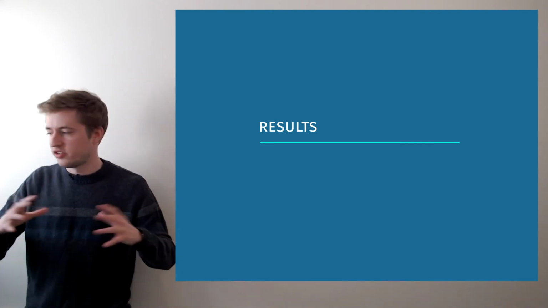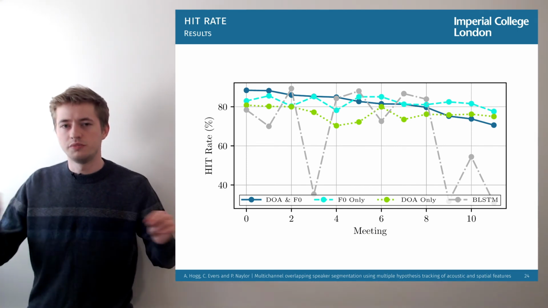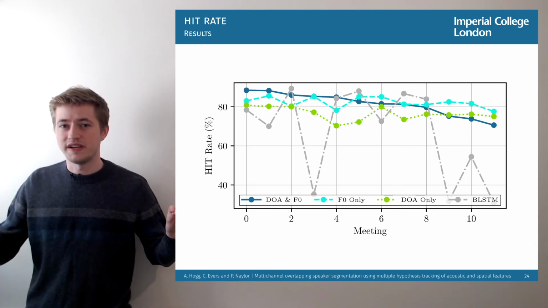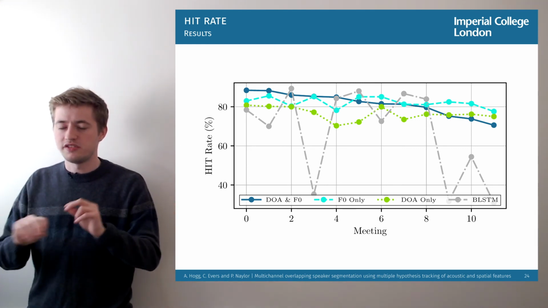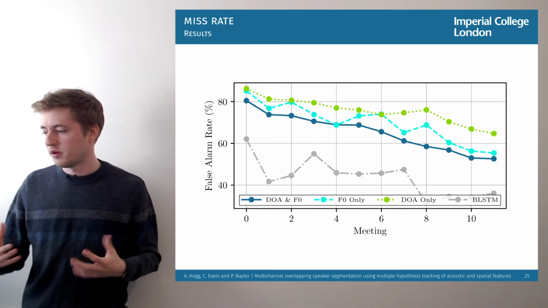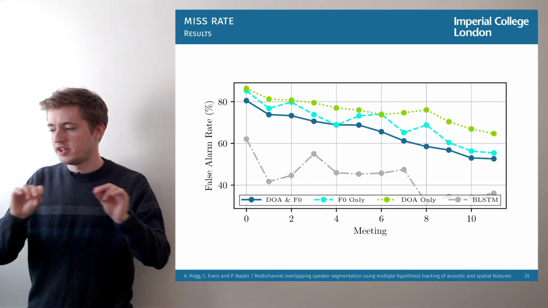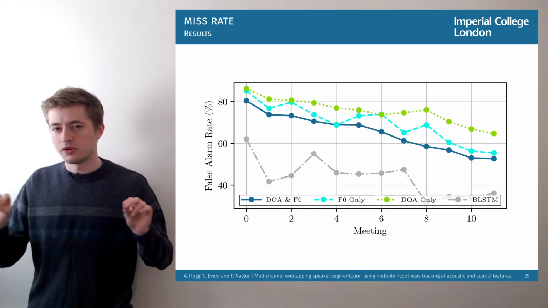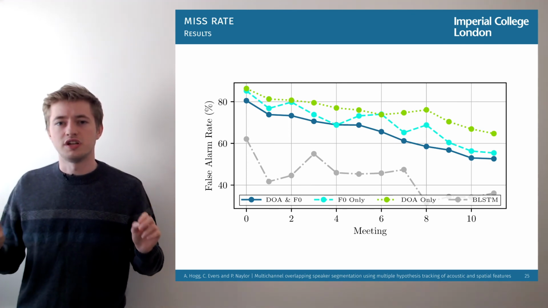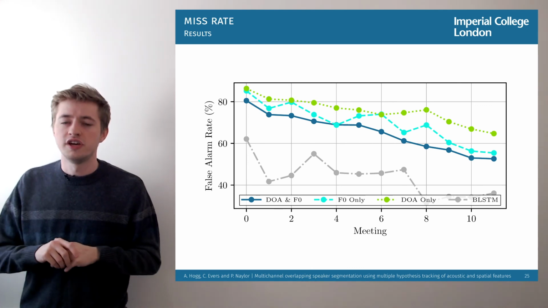So why don't we look at a statistical analysis across the whole corpus, and we start to see that actually for all meetings, the proposed method does seem to get a better hit rate. Not massively better, and in some meetings it's worse, but it seems to be slightly better. But where we start to see a bigger improvement is in the false alarm rate. So you can see that the bottom bold line is the proposed method, and as you can see that is much lower, the false alarm rate for the proposed method, versus tracking these two features separately.